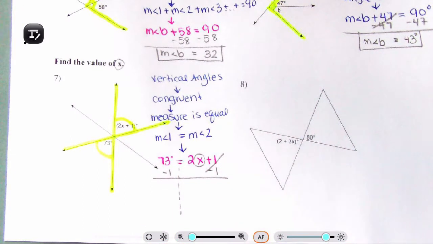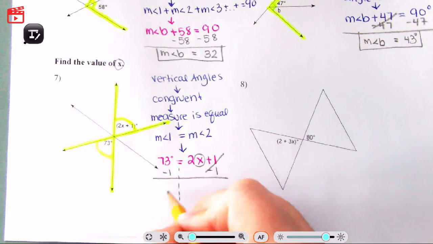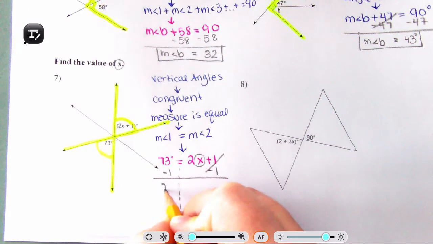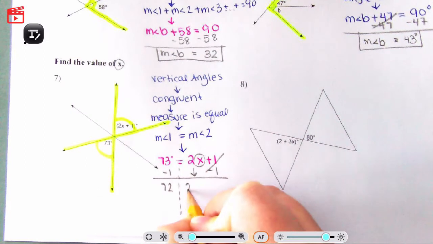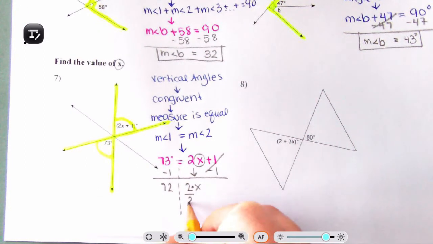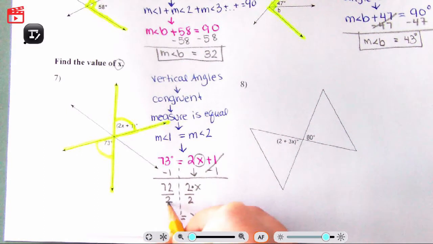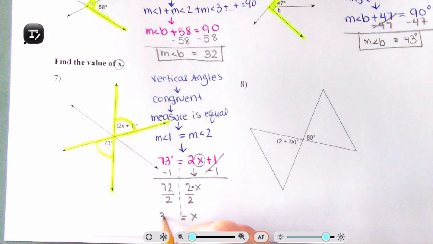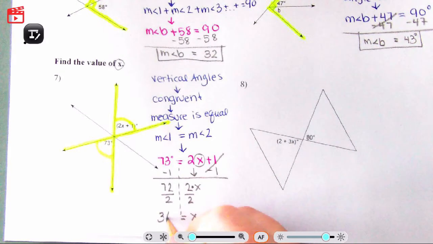Make sure you put your dotted line so you don't do the same step on the same side twice. 73 minus 1 is 72. Bring down your 2x. How are 2 and x attached? By multiplication. We're going to undo that by dividing by 2 on both sides. 2 goes into 7 3 times. 3 times 2 is 6. There's 1 left over. So now we have 2 goes into 12. 2 goes into 12 6 times.